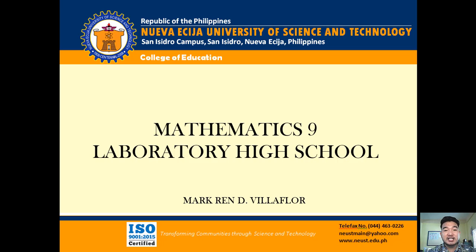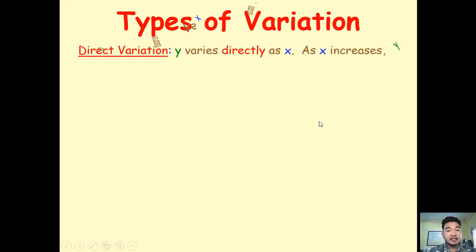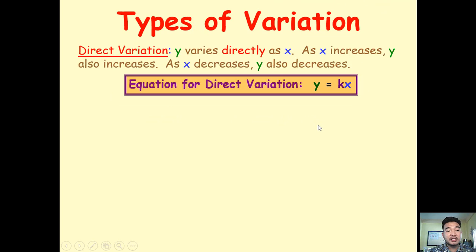Today we'll be discussing another topic in Mathematics 9 since we already finished discussing direct variation and inverse variation. This time we'll be having the combined variation. Let us first identify or define the different types of variation that we have.